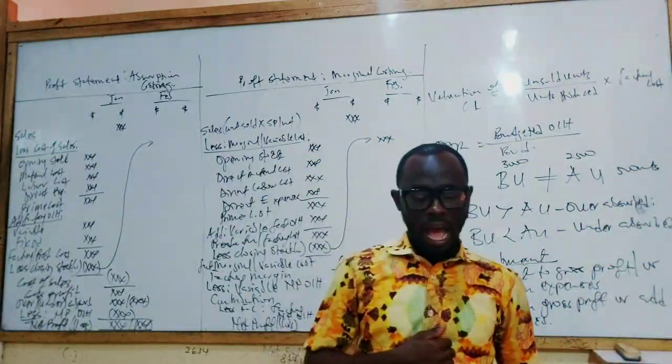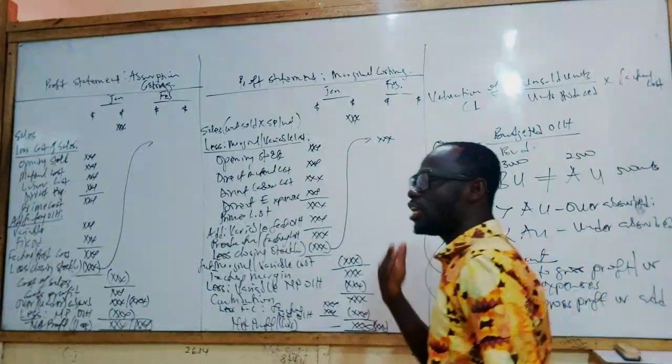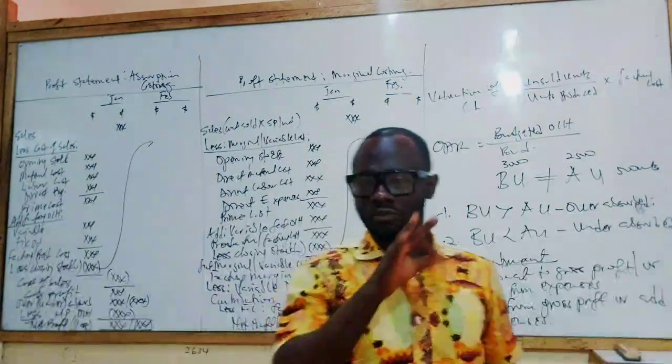Another difference, which I've said earlier, is that according to IAS 2 inventory should be carried at full factory cost.